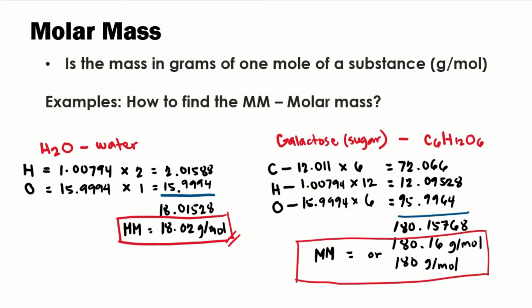So for galactose, it's a sugar. It's C6H12O6. So we have carbon, hydrogen, and oxygen.